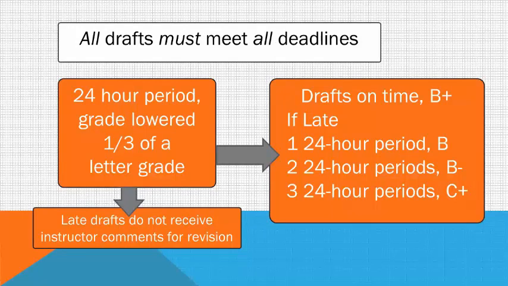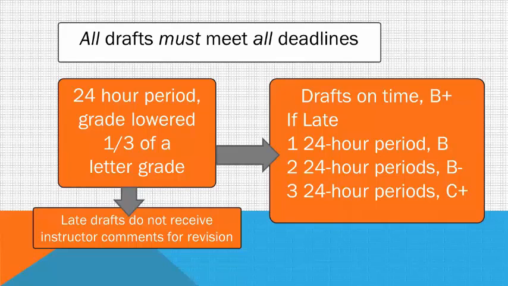So all drafts must meet all deadlines. For a 24-hour period, the grade is lowered by 1/3 of a letter grade, and late drafts do not receive instructor comments for revision. Let's say your paper was going to receive a B+ at the end of the day. However, if any one of the drafts that go into that paper is late by 1 24-hour period, the grade is lowered 1/3 to a B. 2 24-hour periods, now the paper has a B-. 3 24-hour periods, the paper is down to a C+, so it's dropped a whole letter grade.